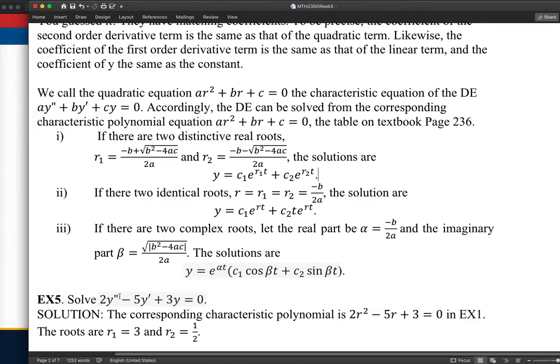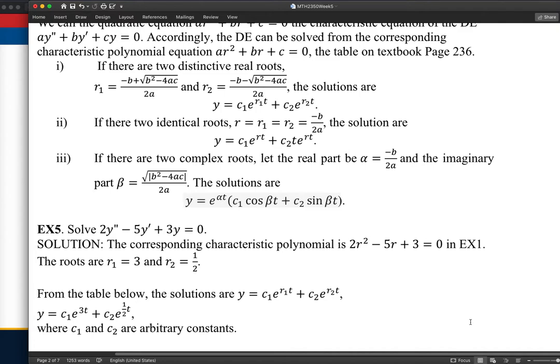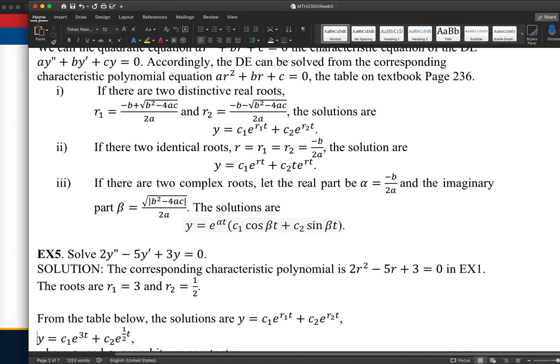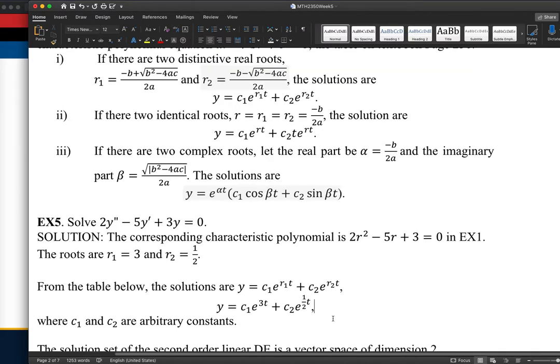We have a second order linear differential equation, and it is homogeneous with constant coefficients. Accordingly, we have a characteristic polynomial, and there are two roots, as we already solved in example 1. So this time the solution is the linear combination of two exponential functions, where C1 and C2 are arbitrary constants: C1 times e to the 3t plus C2 times e to the 1/2 t. I hope you remember that those two exponential functions are not only different, they are linearly independent. So this is the first case.